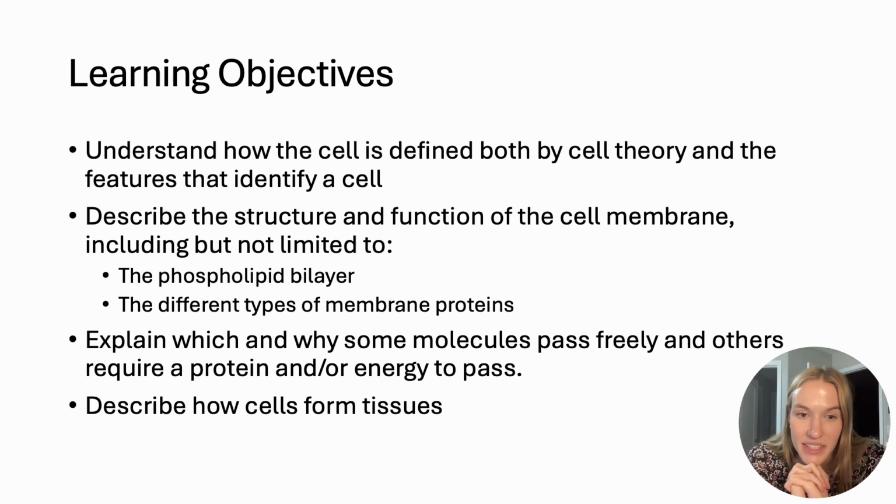So for this review, I need you to be able to understand how a cell is defined both by cell theory and the features that identify a cell. You need to be able to describe the structure and function of the cell membrane, including but not limited to the phospholipid bilayer and the different types of membrane proteins. You need to be able to explain which and why some molecules are able to pass freely, while others are going to require a protein and/or energy to pass. And then you're going to have to be able to describe how cells form tissues. We're going to talk about all that in the review, but maybe you already know some of this, check it off, and then you can sort of skip around in this video.